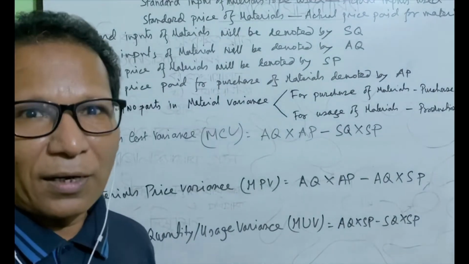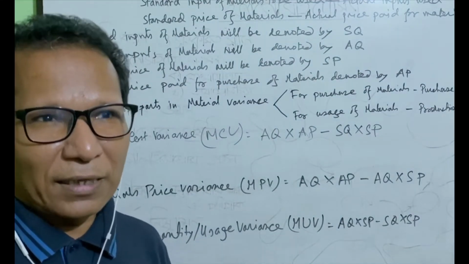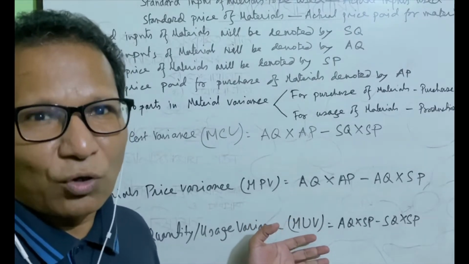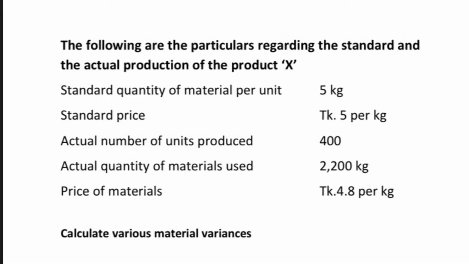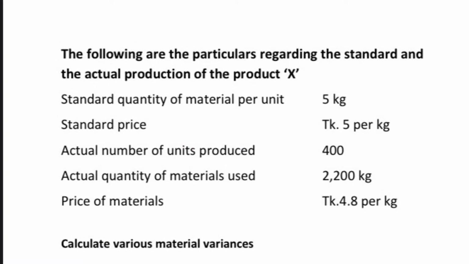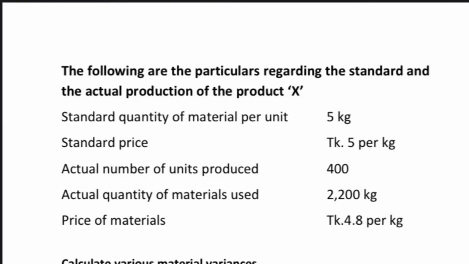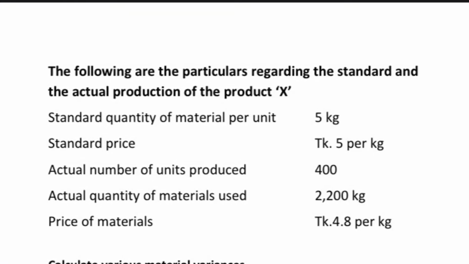Now we will do some problems. Look at the screen, you will see the problems, then I will discuss the solution of the problems. Here is a problem, we have to calculate variances for materials. Here the standard quantity of material is given, standard price is given.